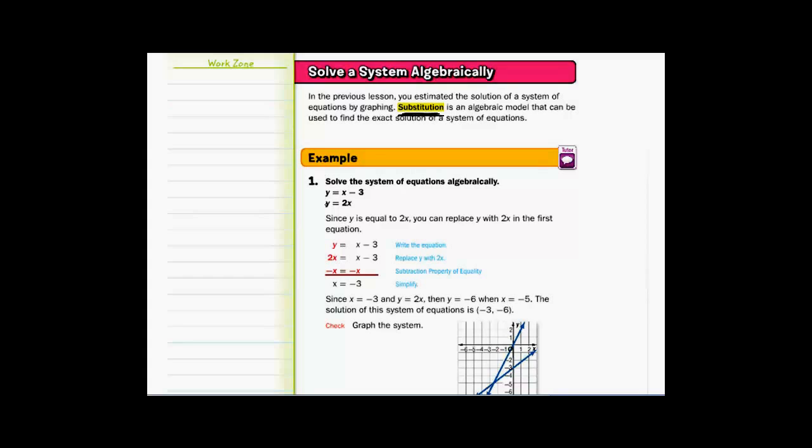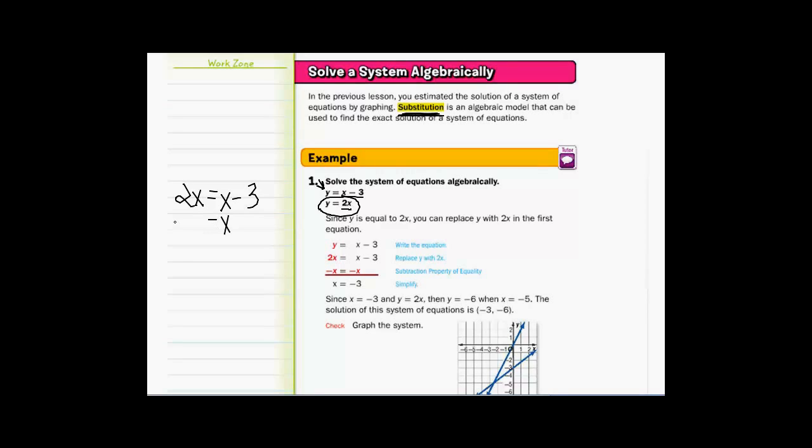So if you look at this number 1 right here, it says y equals x minus 3 and y equals 2x. So basically, if you know that y is equal to this and y is equal to this, you can substitute one in for the other. Let's just do this. Y equals 2x. If it says y equals 2x, that means I should be able to put a 2x right there. So then I would have 2x equals x minus 3. So now you can solve it just like you have in the past.